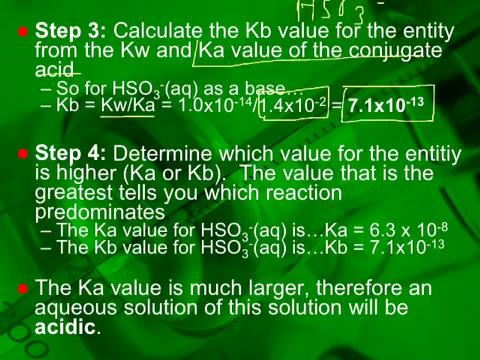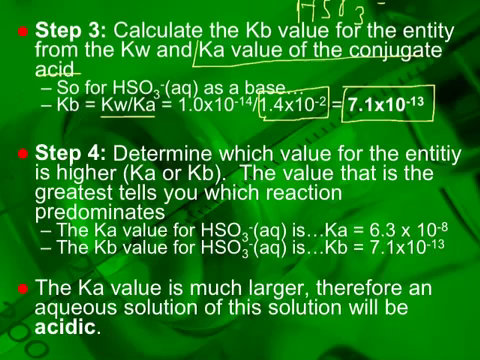Now we have to compare this Kb value with the Ka. So the Ka for HSO3- is 6.3 times 10 to the minus 8, whereas the Kb for the same entity, the same hydrogen sulfite, HSO3-, is 7.1 times 10 to the minus 13. The Ka value is much bigger, by a factor of about 10 to the 5. So we know that this is the predominant reaction because the equilibrium constant is bigger. So the solution, because now the Ka value predominates, will be acidic.